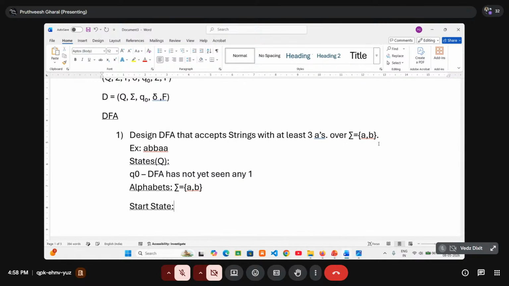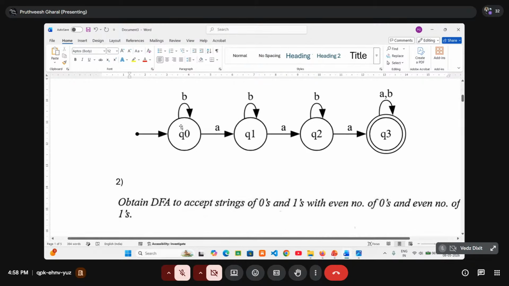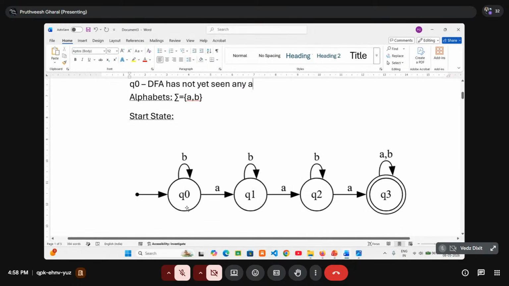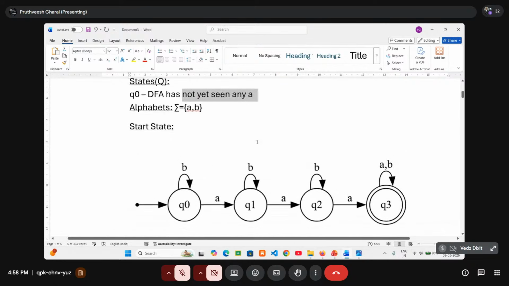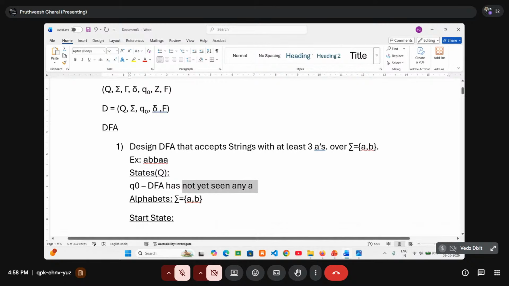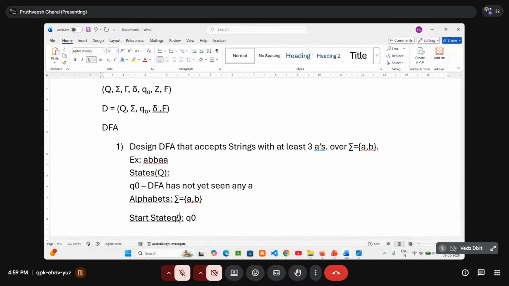So we start the DFA with an assumption that the DFA has not yet seen any A. Okay, whenever we start with Q0, it has not seen any A yet. So Q0 represents the fact that a DFA has not yet seen any A. So we'll write start state Q naught as Q naught, same symbol.